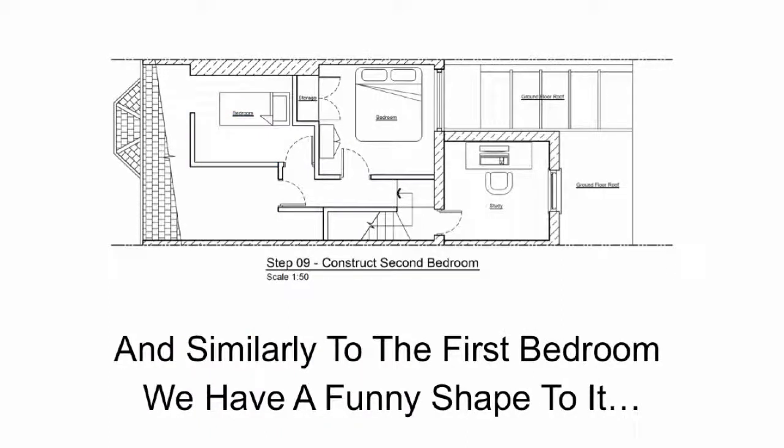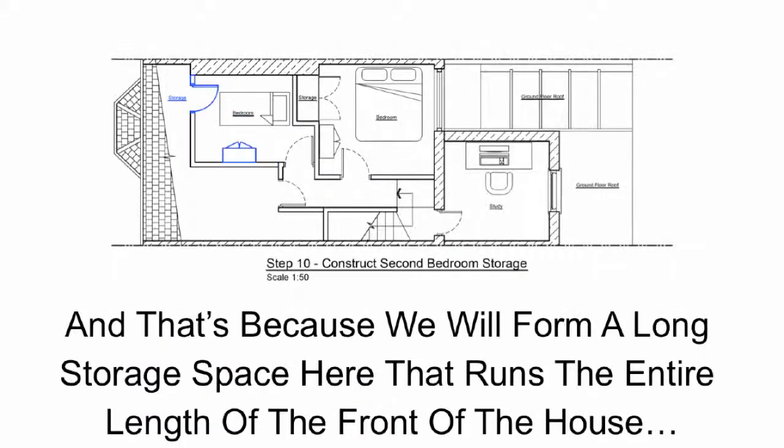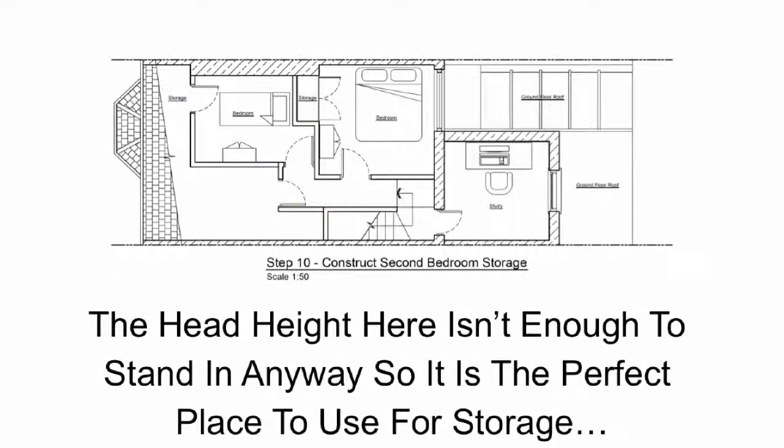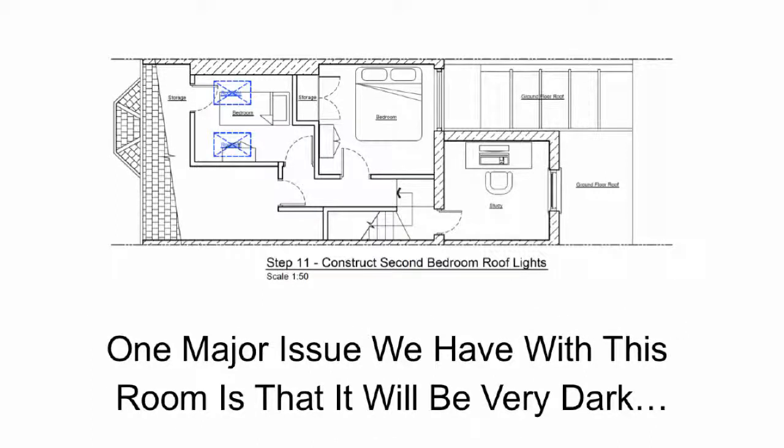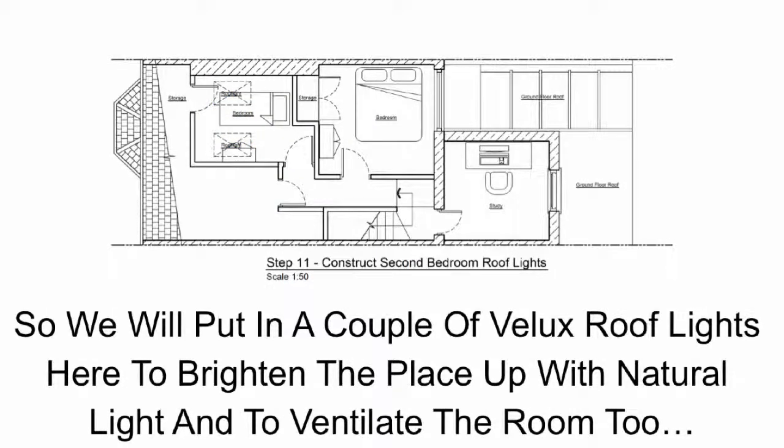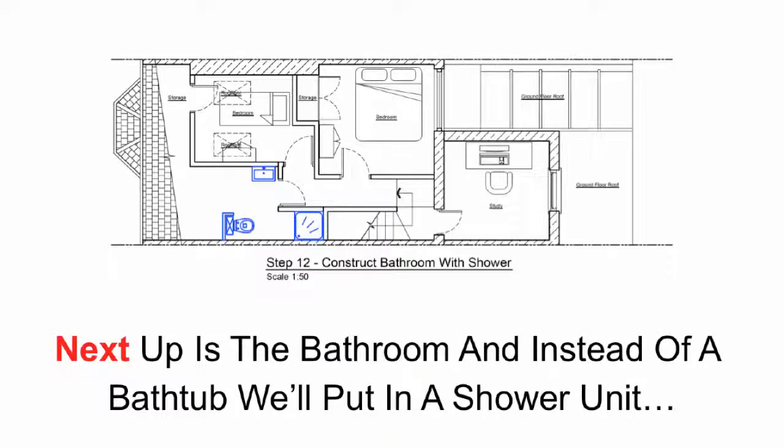And similarly to the first bedroom, we have a funny shape to it, and that's because we will form a long storage space here that runs the entire length of the front of the house. The head height here isn't enough to stand in anyway, so it is the perfect place to use for storage. One major issue we have with this room is that it will be very dark, so we will put in a couple of Velux roof lights here to brighten the place up with natural light and to ventilate the room too. Next up is the bathroom, and instead of a bathtub we'll put in a shower unit.